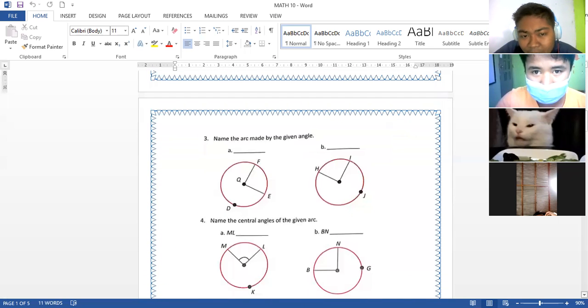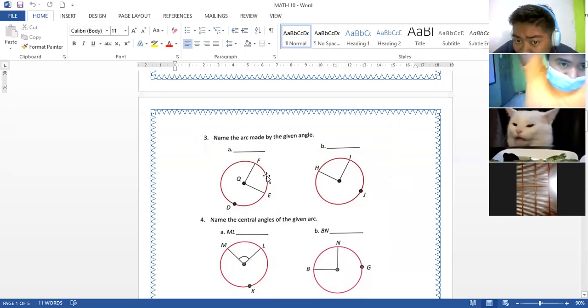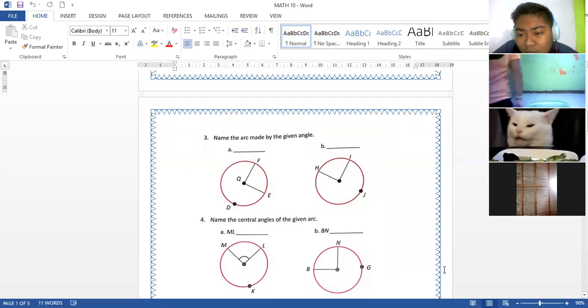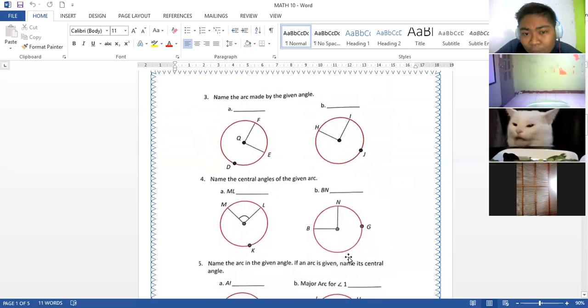So, that's number 2. For number 3, name the arc made by the given angle. So, what arc is formed here? Given the angle, if this is circle Q, what arc did it form? Arc FA. Right. And here? Arc H5. Just put an arc like that. Then, find the central angles of the given arc. This is also just a central angle, a pair. ML. How many degrees is its angle?